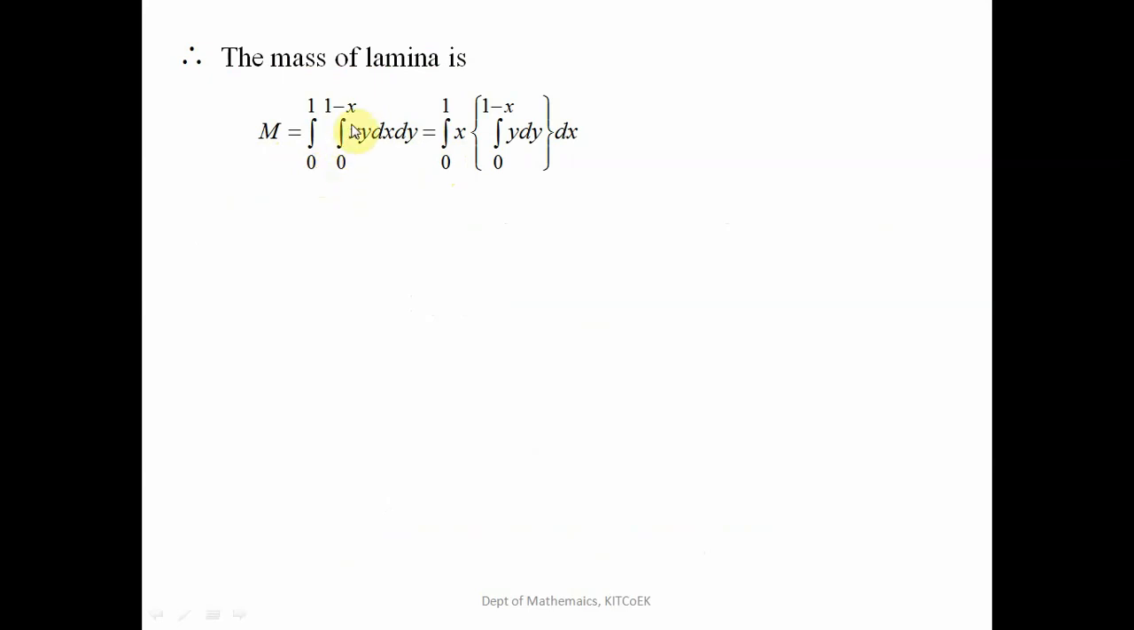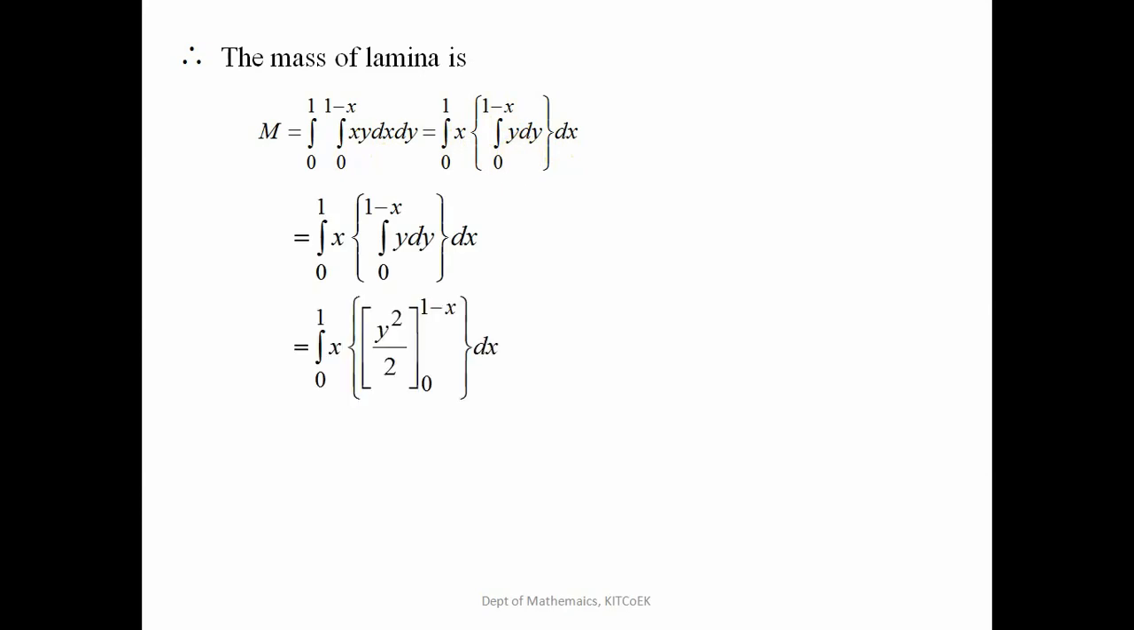As the limits are functions of x, we need to integrate with respect to y first, keeping x constant. So here we keep x constant, therefore it is written outside the integration. We only need to evaluate this bracketed integral first, integration 0 to 1 minus x of y dy. So the integration of y is y square by 2 between the limits 0 to 1 minus x. By putting the values of the upper and lower limits here, we get this next step.